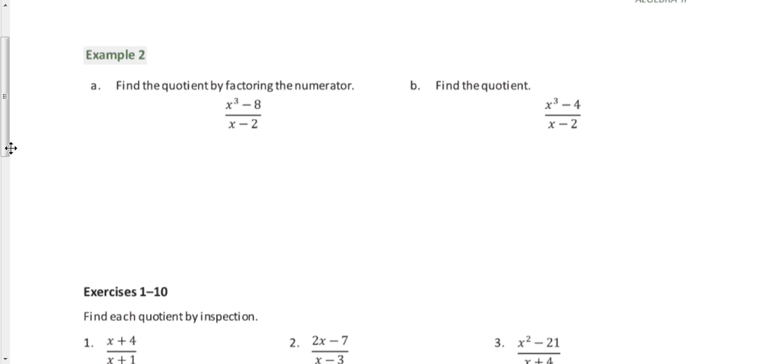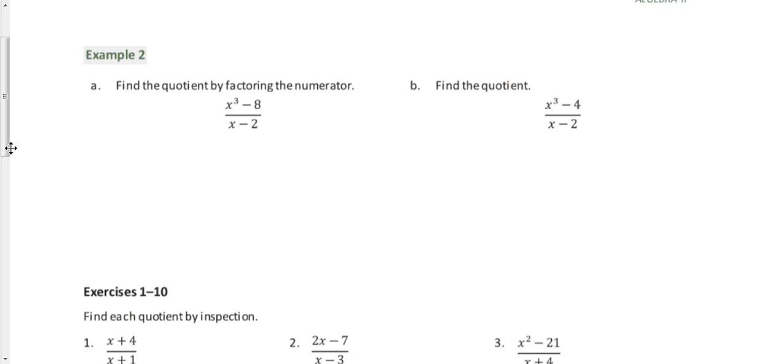Factor the numerator. What's the pattern in this numerator? What pattern is the numerator following? x minus 2? Part of it.